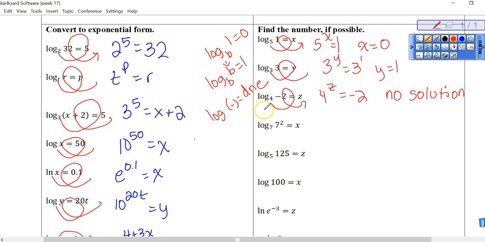Okay, this next one. Convert. 7 to the x equals 7 squared. Therefore, x equals 2, you can see it. Over here, we could write a generalized statement that says, if the log and the base are the same and you're raising the log to a power, then the answer is the power.